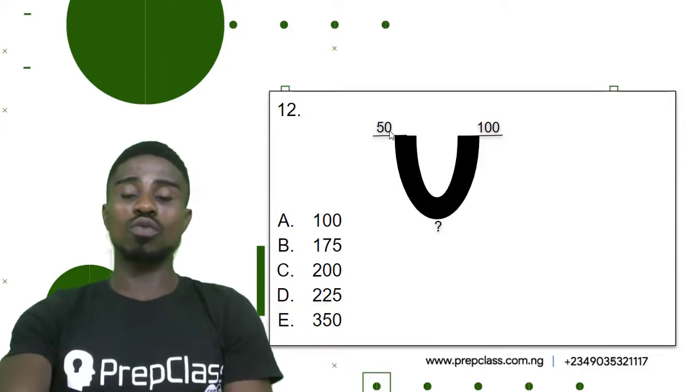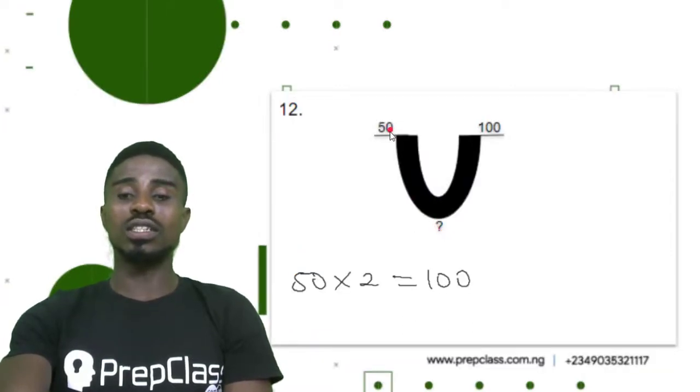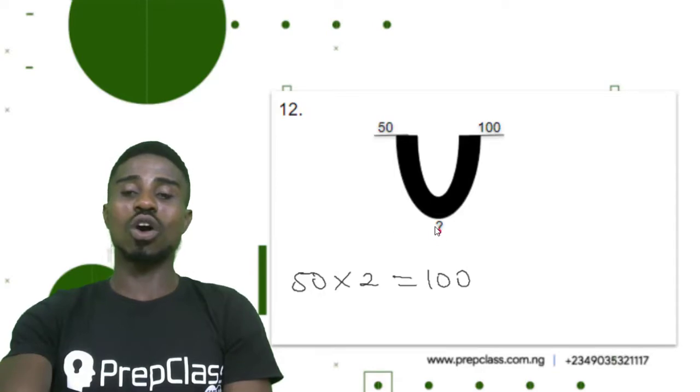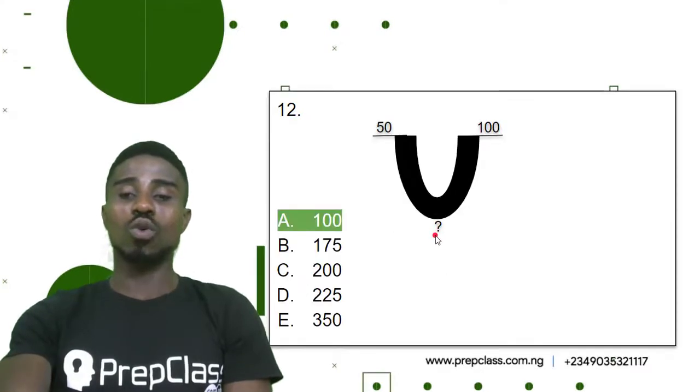Question 12. We've been asked to solve what ought to be here. So let's see how to get it done. So we know this number will be 50 times 2. And 50 times 2 is 100. Alright? So 100 is our correct answer. Let's check it out. Question 12, option A, 100 is our correct answer. Let's look at the next question.